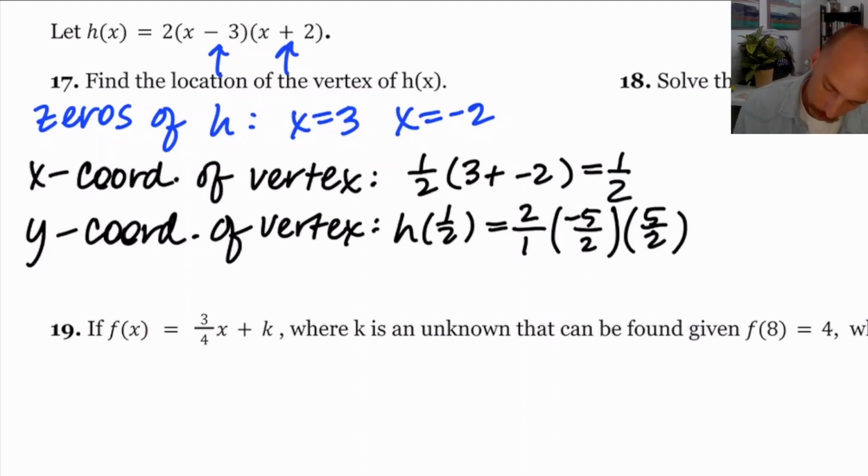And then I should probably do a little bit of canceling. Although what you could do is you could just say 2 times negative 5 is negative 10 times 5 is negative 50 divided by 4. And then simplify that way if you're prone to simplification errors.